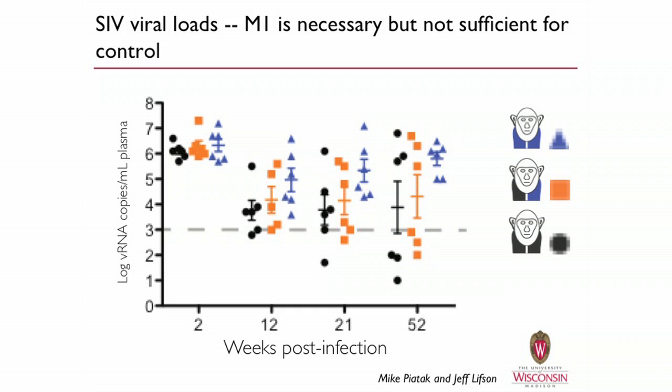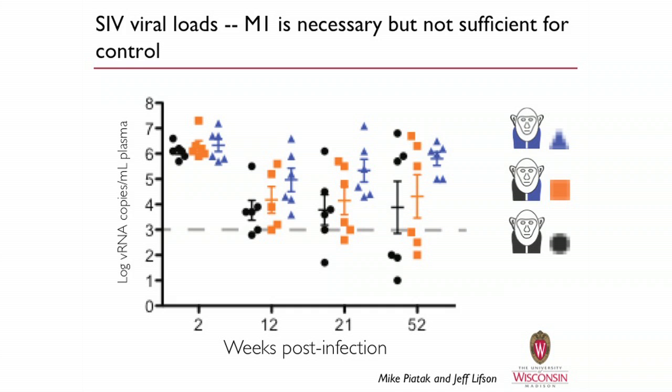If we look, first of all, at the SIV viral loads in these different groups throughout the course of infection, here's what we find. During acute infection, animals who are homozygous for the M1 haplotype shown in black, homozygous for the M3 haplotype shown in blue, and heterozygous for the M1 and M3 haplotype shown in orange are very similar. We can get to 12 weeks after infection, and you see that the M1 homozygotes and M1, M3 heterozygotes begin to have lower viral loads than the M3 homozygotes. And this is even more evident at 21 weeks after infection and 52 weeks after infection.